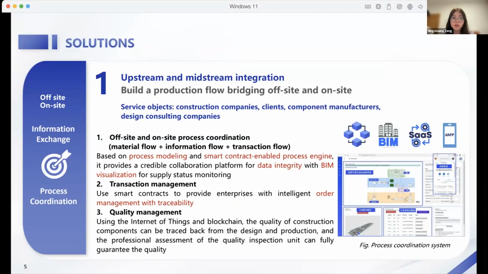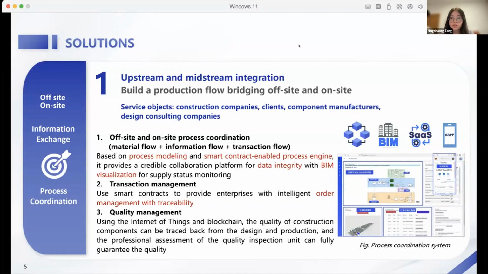And we use blockchain and smart contracts to provide solutions. And the most important task is to build an upstream and midstream integration to bridge the offsite and onsite. And we provide service for all the participants, including clients, construction companies, and suppliers. The process coordination is the key.